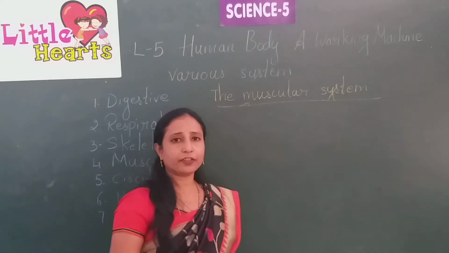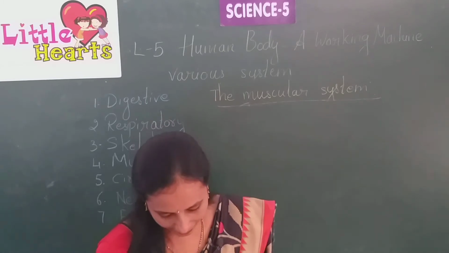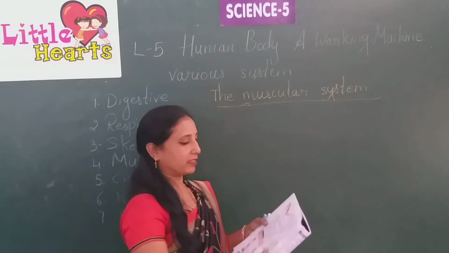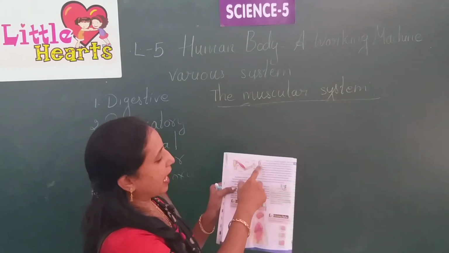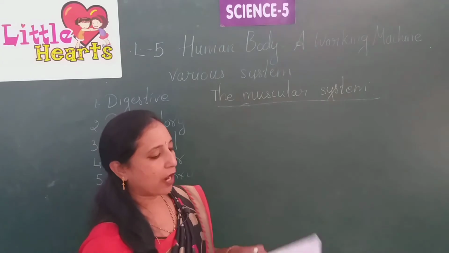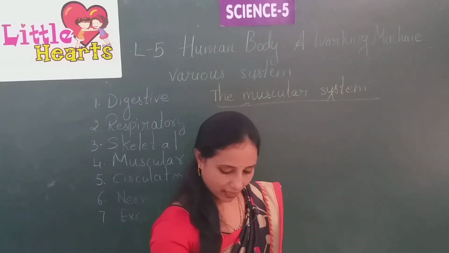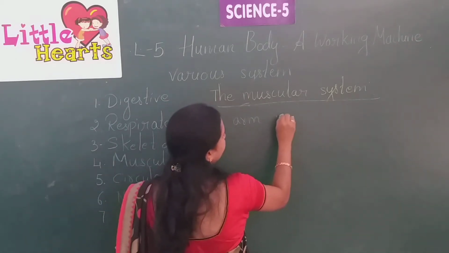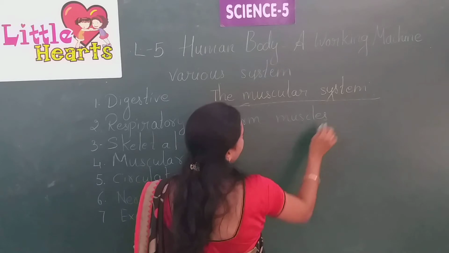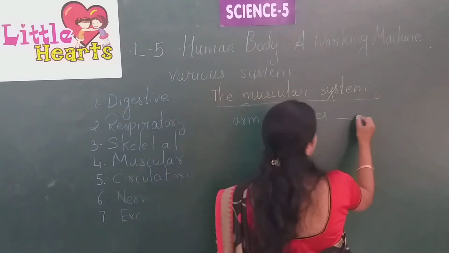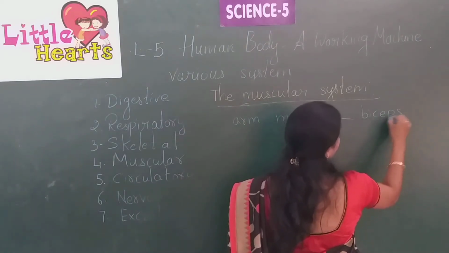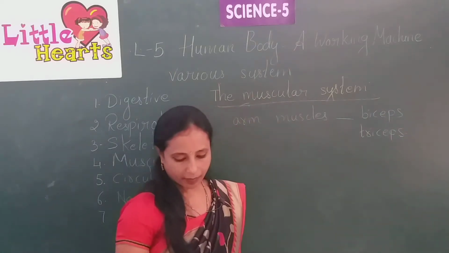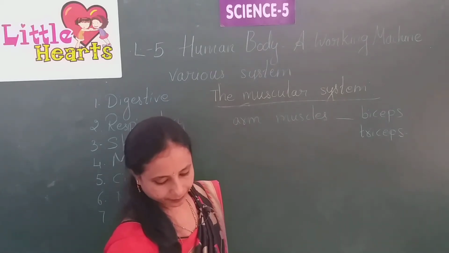So they have given you a picture in the textbook. It has a set of muscles, the biceps, the triceps, isn't it? So this is a picture which is given. This is arm muscles. So how do these work, we will discuss now. So what are the types of muscles present? Biceps and triceps. These are the two varieties of muscles.